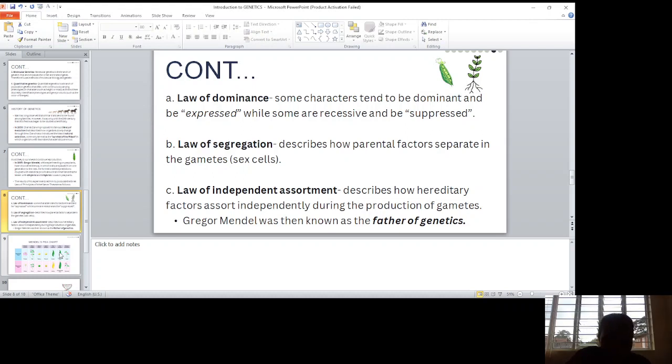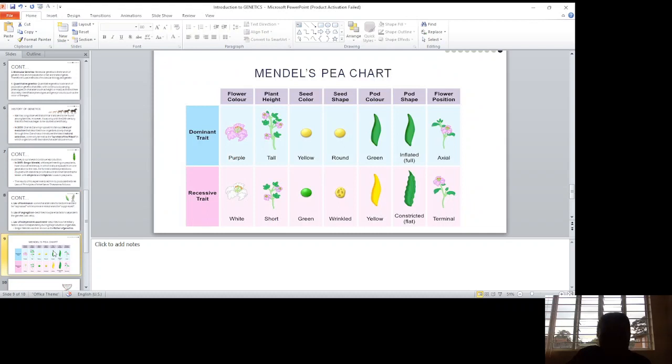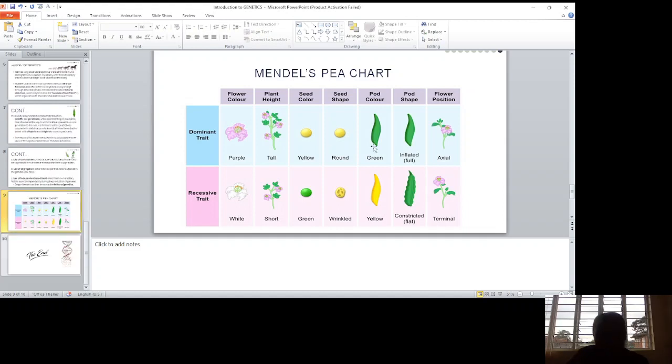The other law that he came up with was the law of segregation, which is based on parental factors separating into the sex cells. The last one was the law of independent assortment, where hereditary factors were assorted independently during the production of gametes. The last thing we're going to look at in this lesson is a chart on Mendel's experiment. Mendel was able to experiment with pea plants, and that is what he was able to come up with.